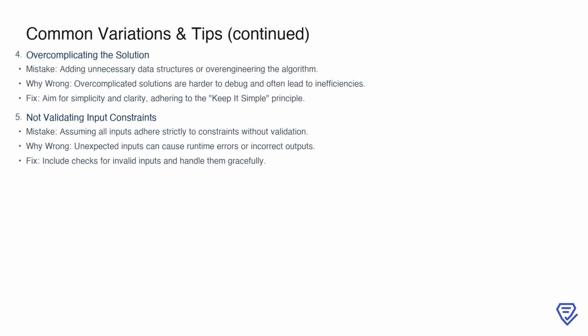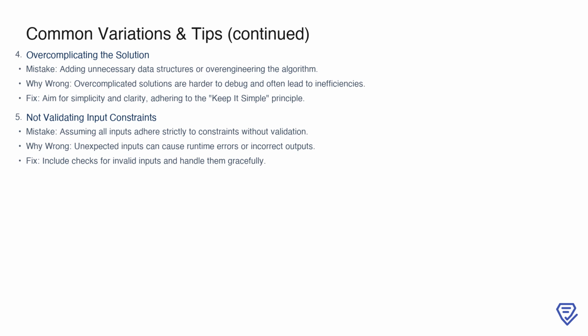Another mistake to watch out for is overcomplicating the solution. It's tempting to add extra data structures or over-engineer the algorithm, but this can make your code harder to debug and less efficient. Instead, aim for simplicity and clarity by adhering to the keep it simple principle. Overcomplication often leads to unnecessary confusion, so always prioritize straightforward solutions that get the job done.